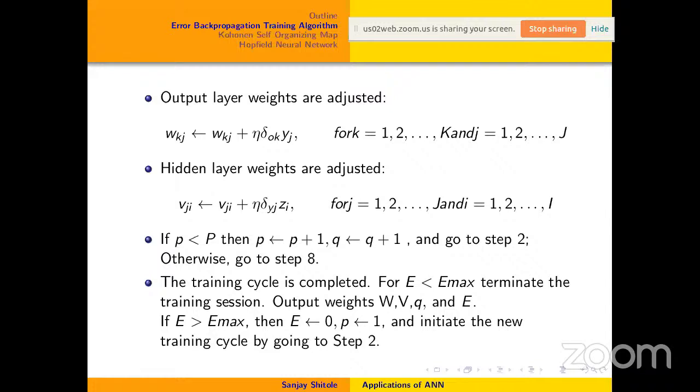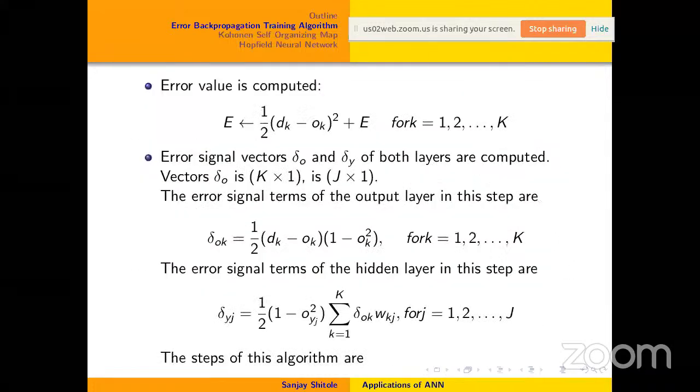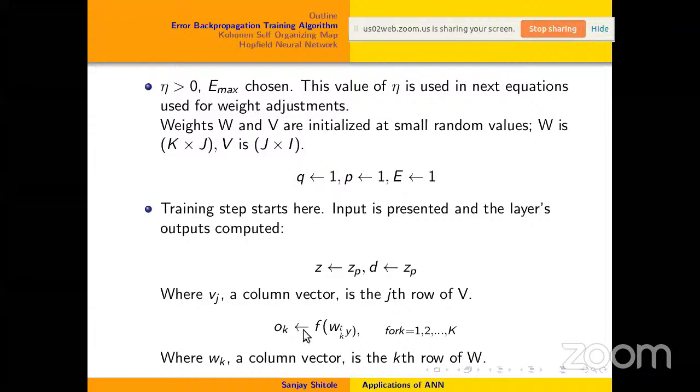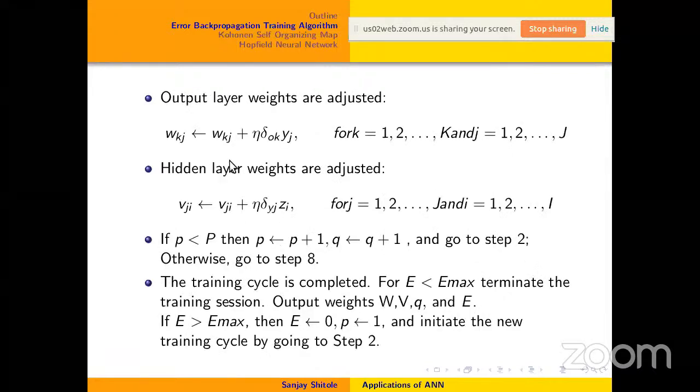When you apply the first pattern, what happens? You calculate the output, then calculate the error, then calculate the delta values, then calculate the updated weights, then apply the second pattern. Then do the same thing. Apply the third pattern, the fourth pattern, and like that apply all the 1000 patterns. Then observe how much error is there after this first cycle, because the first cycle is completed.